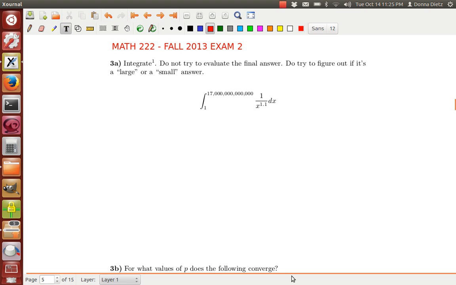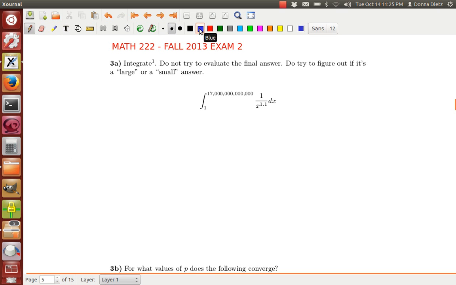Okay, so this question says, the footnote says $17 trillion was the U.S. national debt. And so that's why I pulled that number out of the air. It says integrate, do not try to evaluate the final answer. And remember, this particular year, the students did not have access to any calculators, so it was a calculator-free question. So it says just integrate. Do not try to evaluate the final answer, but do try to figure out if it's large or small. In other words, I wanted some kind of ballpark answer, and the results to this question made me very, very sad. So I'll just say that much.